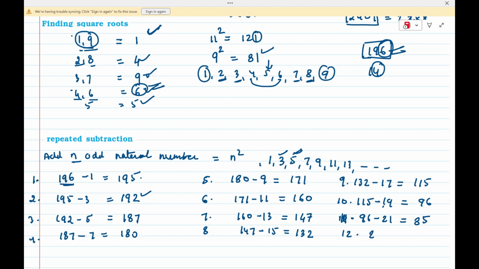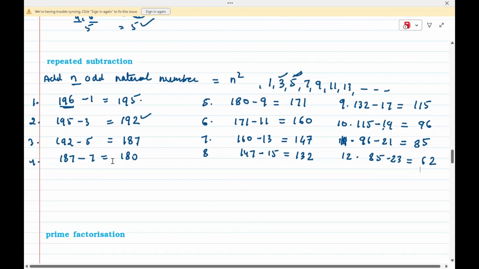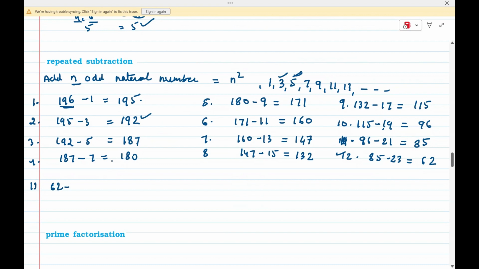Next, 85 minus 23 will give you how much? 62. Still, it is not coming to 0, so we have to subtract further. How many odd natural numbers have we subtracted as of now? 12. Now let's move to the 13th. So 62, after 23 the next odd natural number is 25. So this will give you 37.